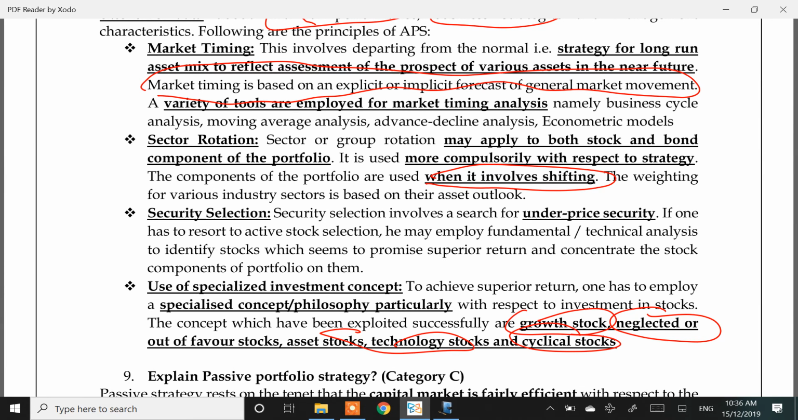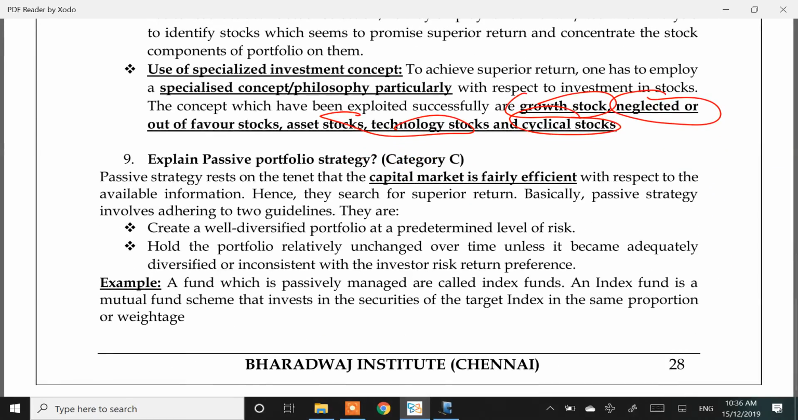The opposite to this is a passive portfolio strategy where you do not end up changing your asset mix or change your allocation if your portfolio is well diversified, and you will try to hold it for a longer period of time. An example is index funds. They search for a superior return, create a well diversified portfolio, and hold the portfolio over a longer period of time.